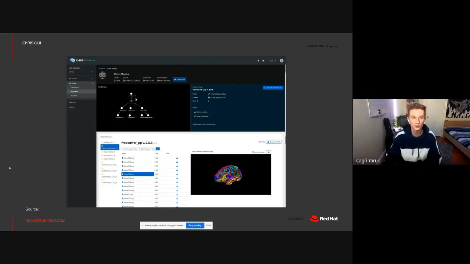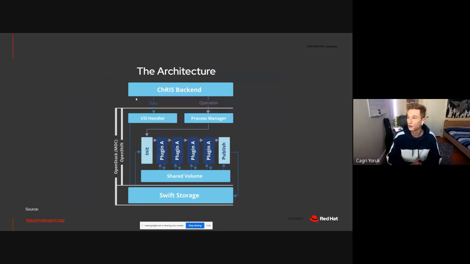So I'll be going over the architecture now, because it is closely related to my work in the ChRIS team. At the top, we have the ChRIS backend lying in Boston Children's Hospital. And below that, we have our services, the input-output handler and the process manager. And down here, we have the Swift storage. This Swift storage lives in OpenStack, and this is basically where we store our files and directories.